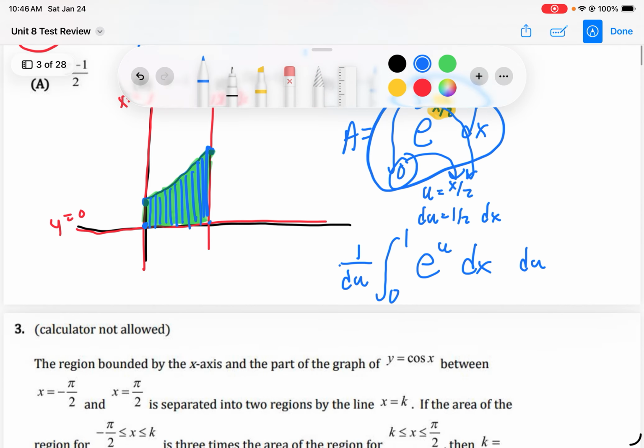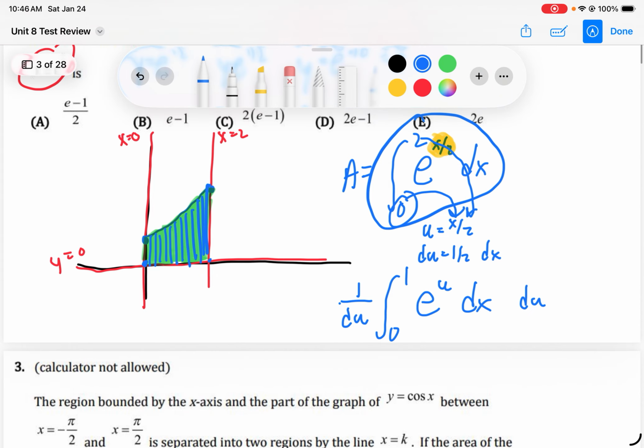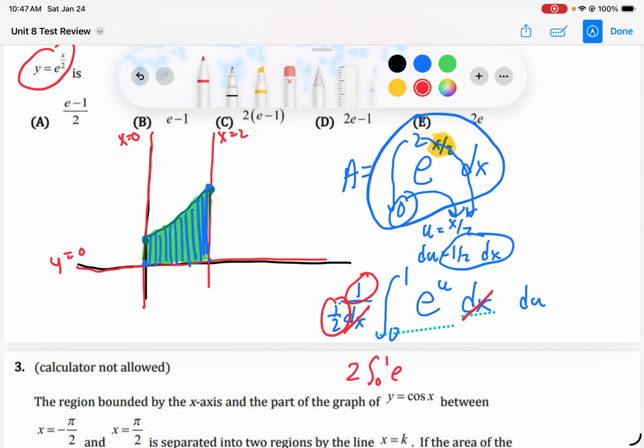Okay, in this next step, this is when I would rewrite what du is. So I'm going to erase du, and I'm going to replace it with what du is equal to, that 1/2 dx. So now that allows me to cancel out these dx's. And if I've got 1 divided by 1/2, that's 2. Go from 0 to 1, e to the u, du.